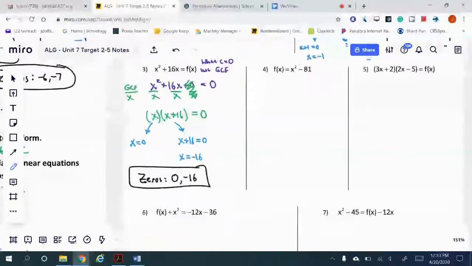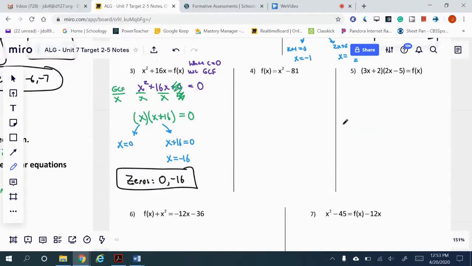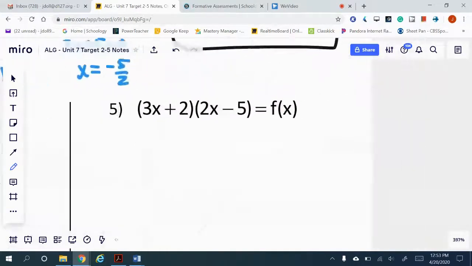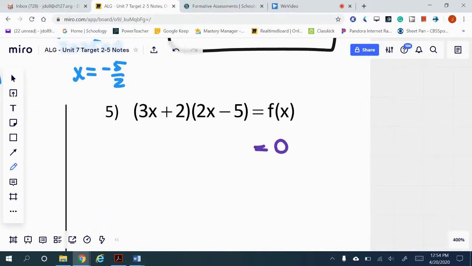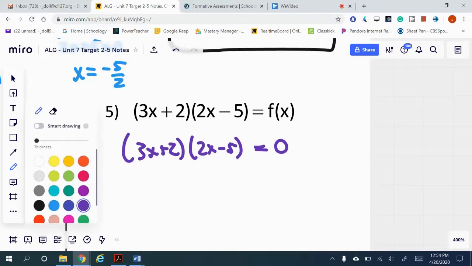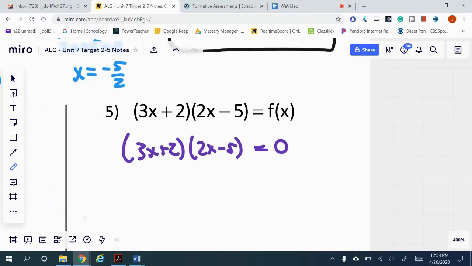So this tells me my zeros are 0 and negative 16. Those are the values that, if I plug them back into the function, would make f of x equal to 0. Really quickly looking at 5, I'm not going to go super detailed into 5, but after we replace f of x with 0 here, guys, what factoring needs to be done? Well, hopefully you've looked at it and said none, right? This is a problem that does not require factoring. It's already factored.